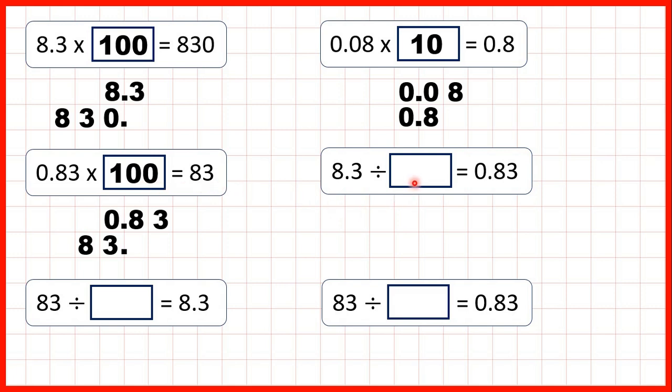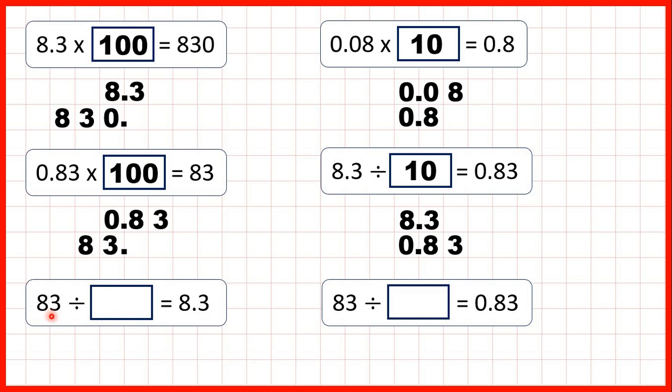Now we have some missing number division problems. Again, we know that the answer will either be 10 or 100, because if we look at the non-zero digits in the question, we have an 8 and a 3 in our dividend and an 8 and a 3 in our quotient. So we can write out the numbers one below the other with the decimal points, so with the place values lined up. And here we can see that the digits have moved 1 square to the right, and when we move the digits 1 square to the right, we've divided by 10, because that has 1 zero.